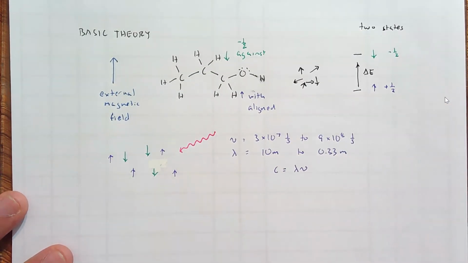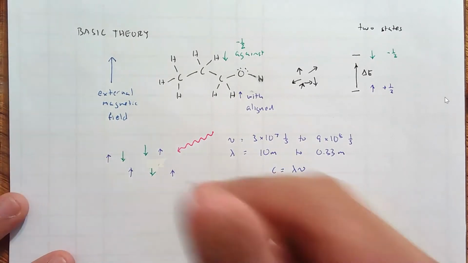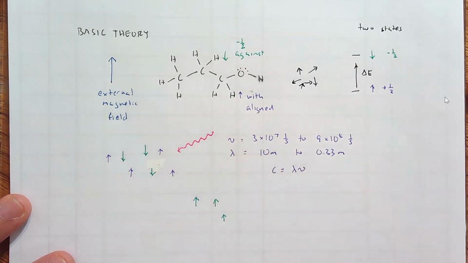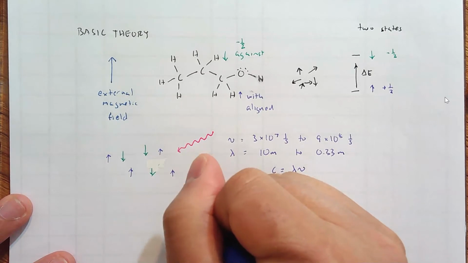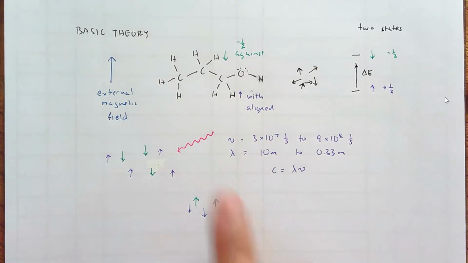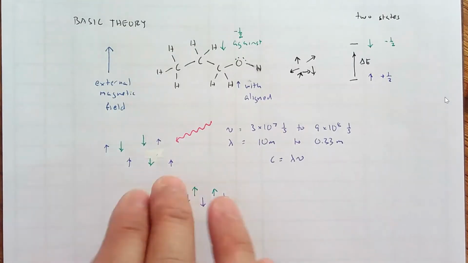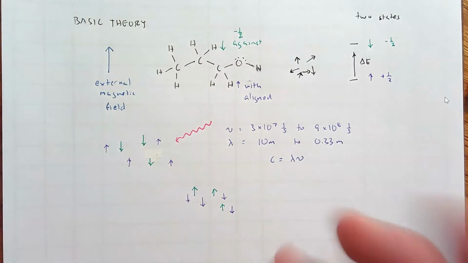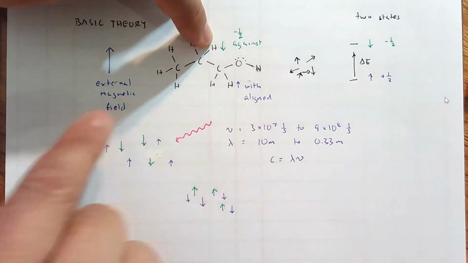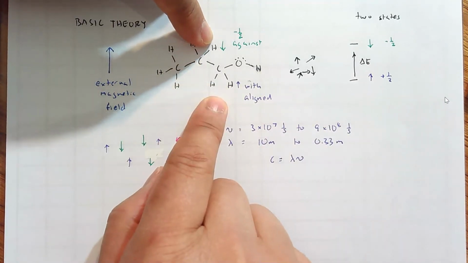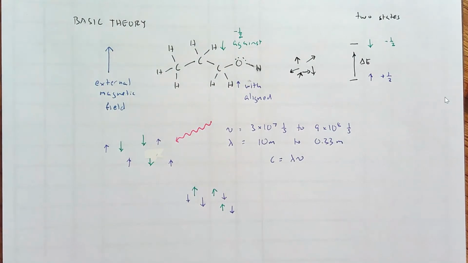When you hit this, every down spin or negative 1/2 spin will flip up. Every up spin will flip down. So you're flipping the spins of the protons. It's absorbing energy. Depending on what your particular proton is feeling magnetically, what its neighbors are doing, look at all the different effects. This proton is feeling the effect of the external magnet. It's also feeling the effect of the neighboring hydrogens. They're close enough that they will affect each other. Well, that will change how much energy is needed to flip the spin.